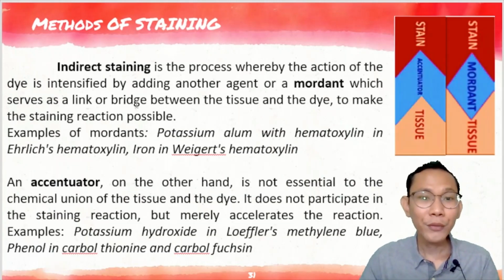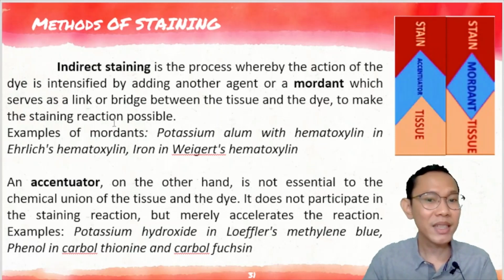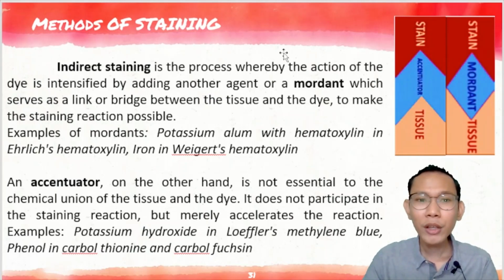We also have your indirect staining. Your indirect staining is the process whereby the action of the dye is intensified by adding another agent or a mordant which serves as a link or bridge between the tissue and the dye to make the staining reaction possible. So example of mordants, marami tayong example dito. Kindly take note of this. So in short, for your indirect staining, you will need a mordant for the reaction to occur.